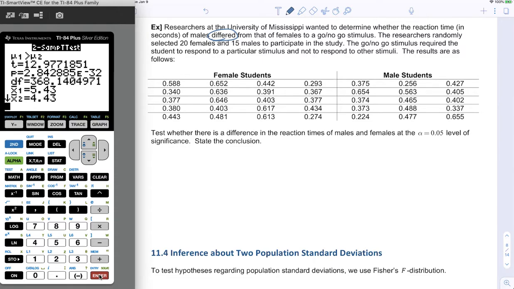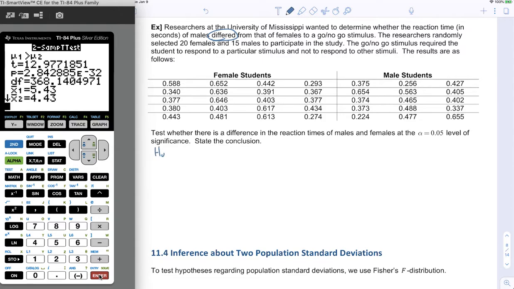The researchers randomly selected 20 females and 15 males to participate in the study. The go, no-go stimulus required the student to respond to a particular stimulus and not to respond to other stimuli. The results are as follows. So we have some times in a table. Test whether there's a difference in the reaction times of males and females at the alpha equals 0.05 level of significance. State the conclusion. So first, let's start by writing our hypotheses.